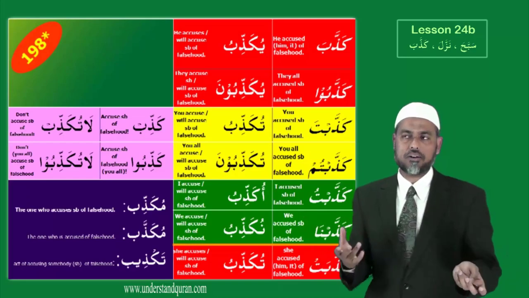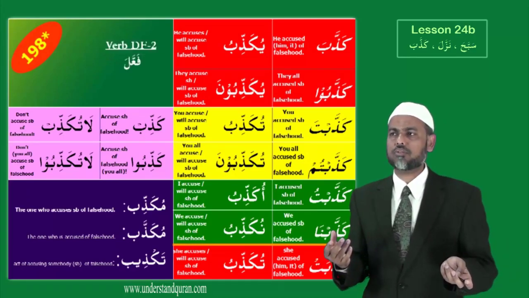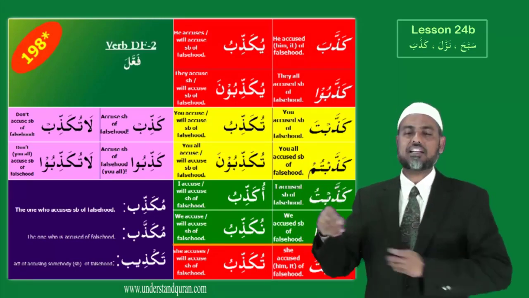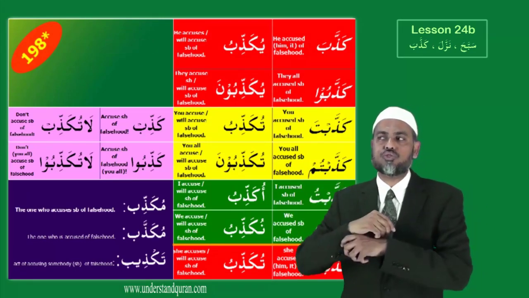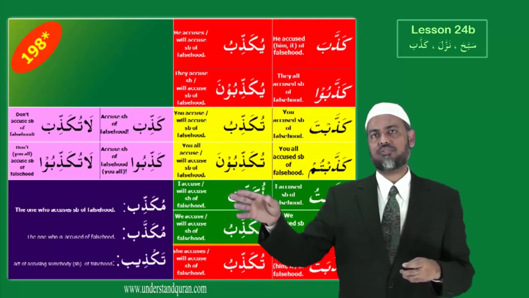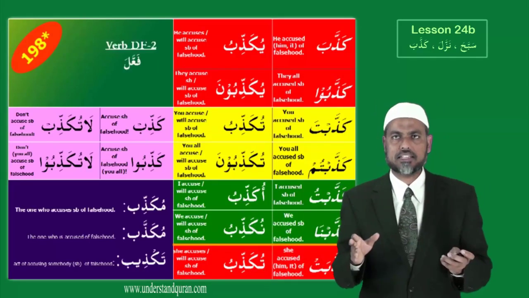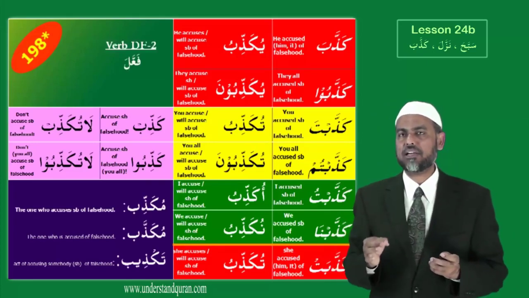So the kuffar used to say to Prophet Muhammad sallallahu alaihi wasallam, Muhammad, you are not a messenger, we don't accept you. That is takdhib. So to deny, to accuse him of falsehood, that is kadhaba. Let us practice now. You know the meanings, so just repeat after me in Arabic.